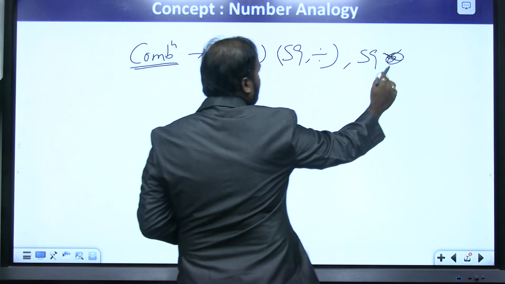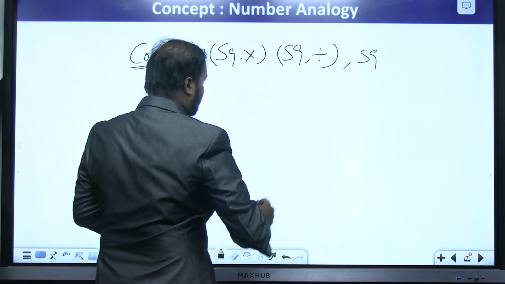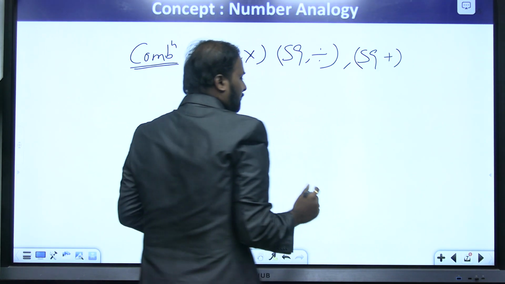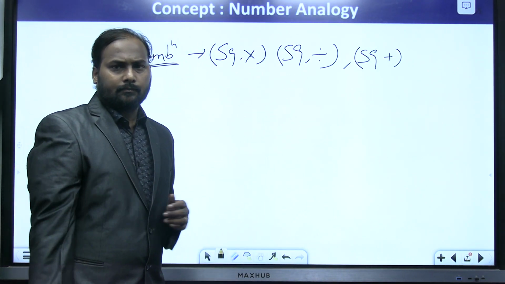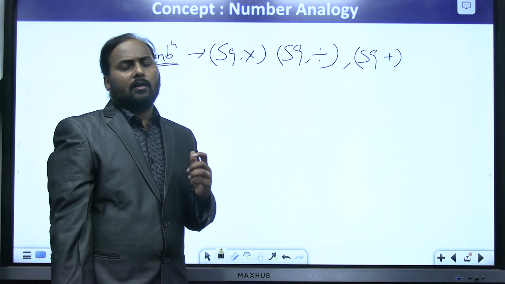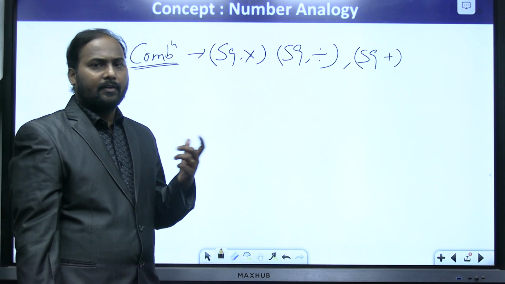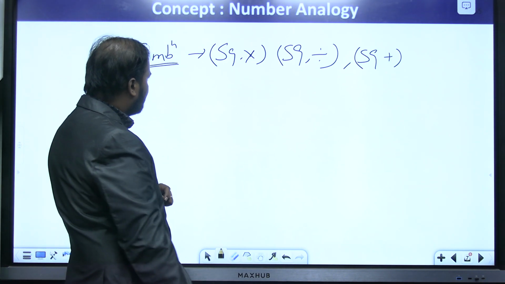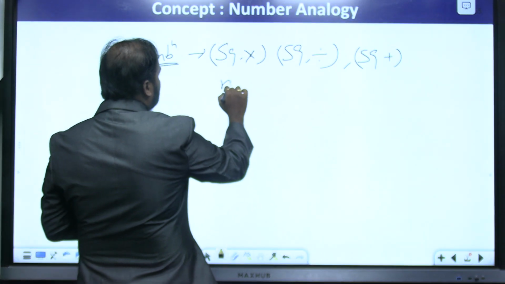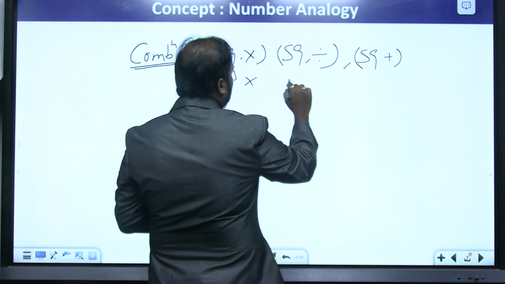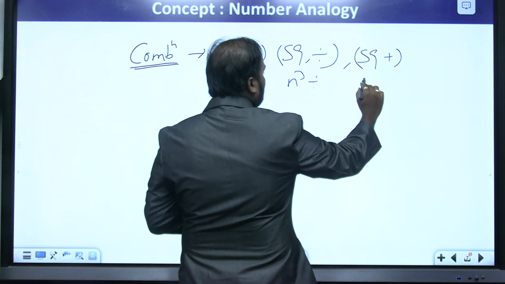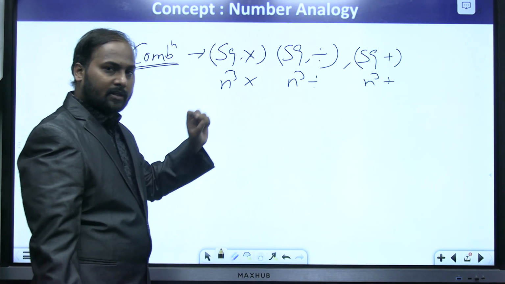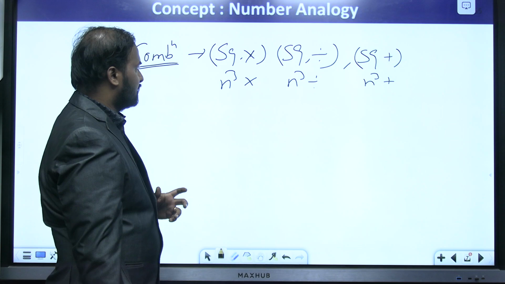Similarly, we can see squares and then addition. For example, 3 square plus 2, or 8 square plus 9, or 15 square plus 12. So like this, squares and additions are possible. With respect to cubes as well, cube multiplications are possible, cube divisions are possible. In the same way, cubes and then additions are possible.